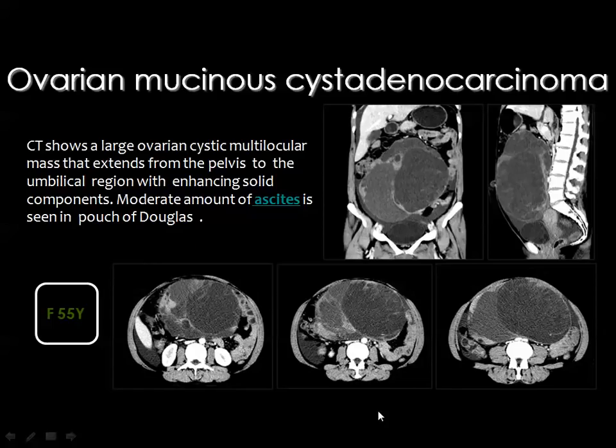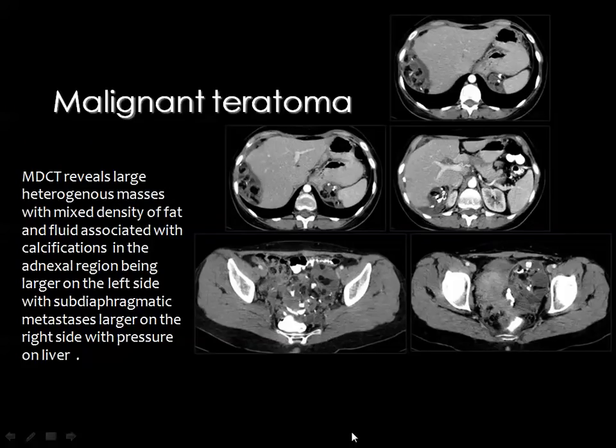And this is another example of mucinous cystadenocarcinoma of the ovary. And you see a big mass, which is predominantly cystic with internal septations and some nodules on the septae and on the wall. And you see these projections inside the cystic component of the tumor.